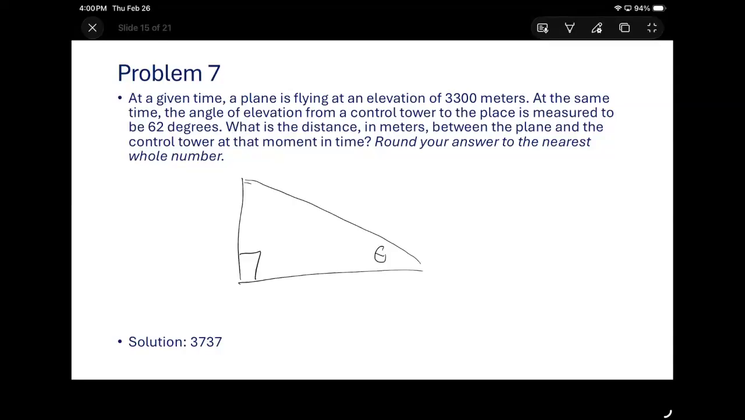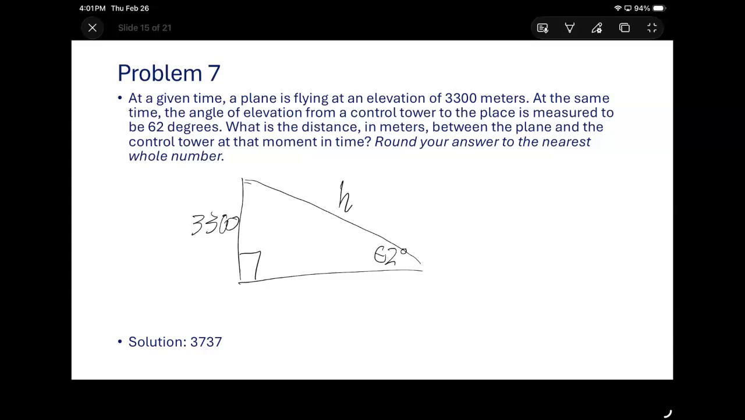We have our 62 degrees, and we know that this is 3,300 feet. So what we want to find is our hypotenuse. So we have an opposite side. We should just use sine.